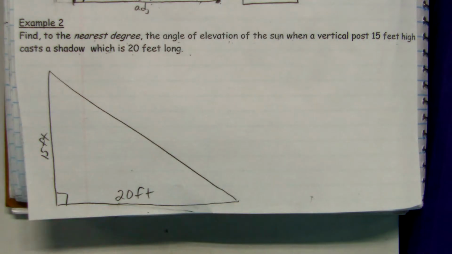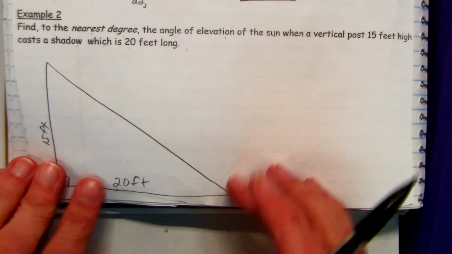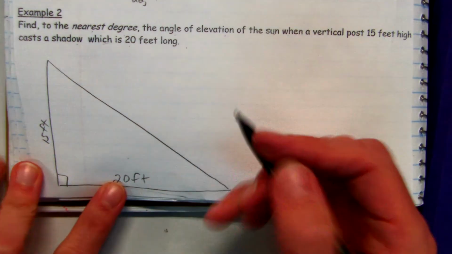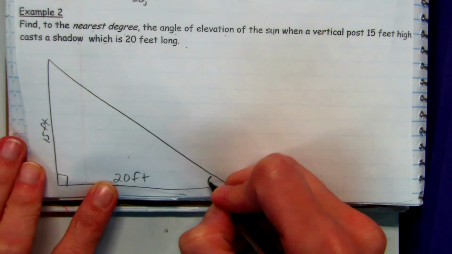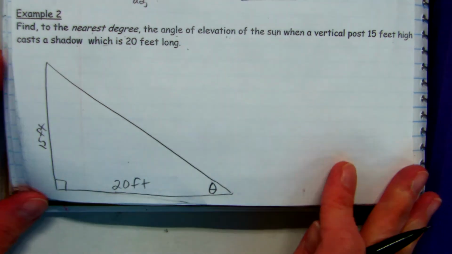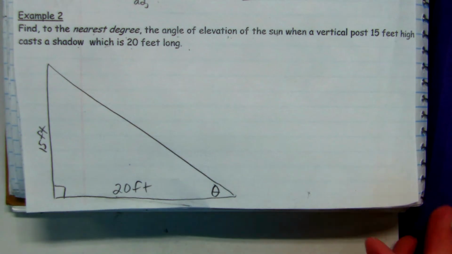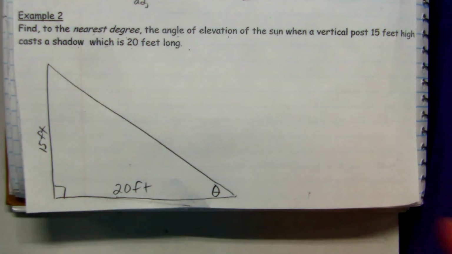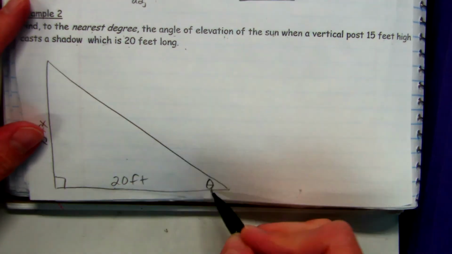All right, hello again. Okay, so the angle of elevation is going to be on the ground looking up. So this is the angle that we're looking for. I'm going to call it theta. So we started this example 2 on the last video, and then I had to cut out for a second, and then it came back. So this is my angle of elevation.